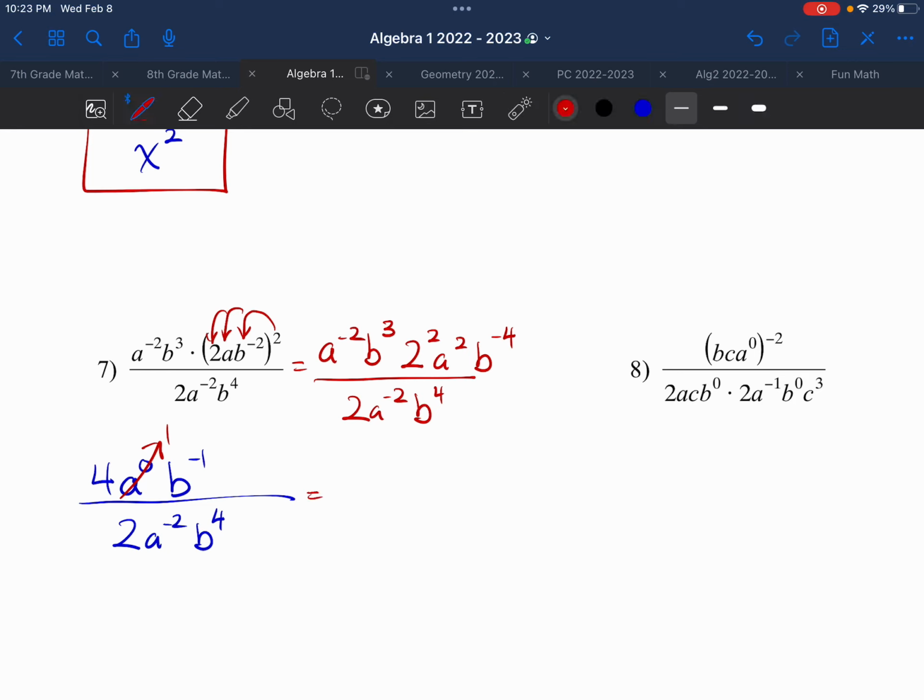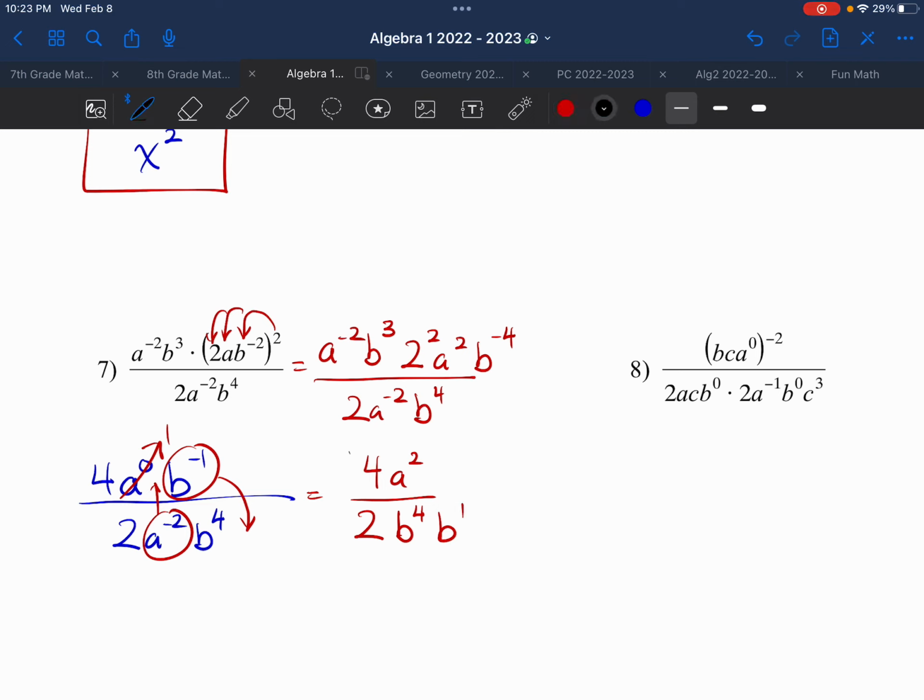So I have a 4 in the numerator. Well, the b to the -1 is going to be brought down here. This a to the -2, I'm going to be bringing it up here, a to the, not -2, but +2. In the denominator, I have a 2, and then I have b to the power 4, which was originally there, and this b that was a -1, but is now a +1.